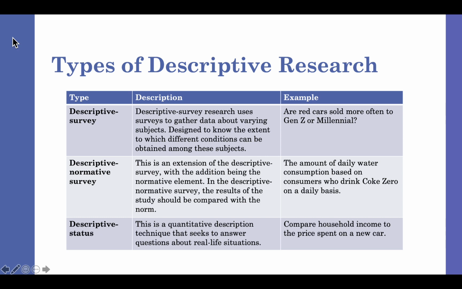Do they buy red cars or not? Now, a normative survey is looking at the extent to which there is a normative element. In the descriptive normative survey, the results of the study should be compared to the norm, so the average. So think about something like this.